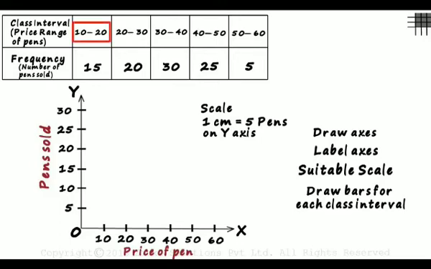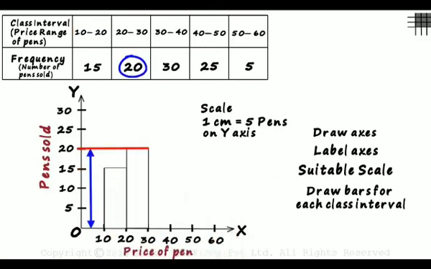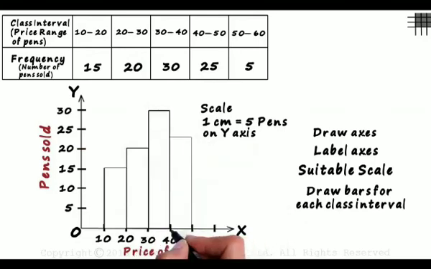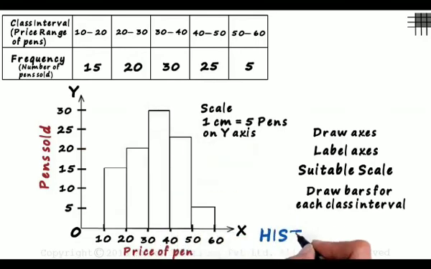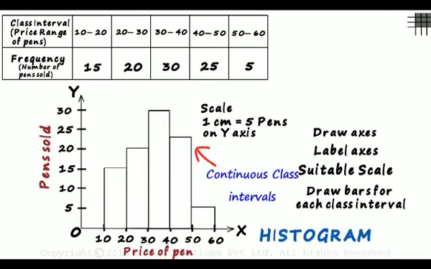For the range 10 to 20, the frequency is 15. So based on the scale, we draw a bar of length 3 centimeters. For a frequency of 20, we draw a bar of length 4 centimeters. And we continue the process till we reach the last range. This is called the histogram. Bars used to represent continuous class intervals.